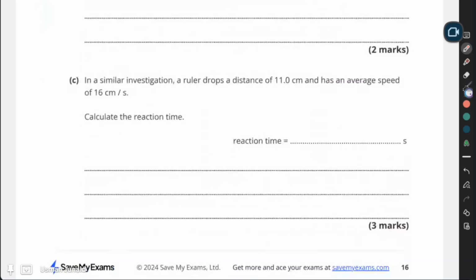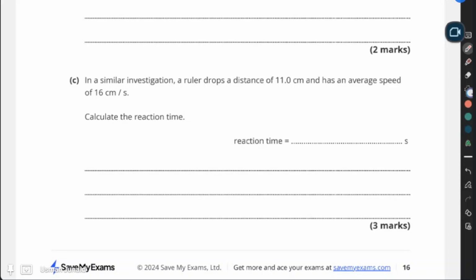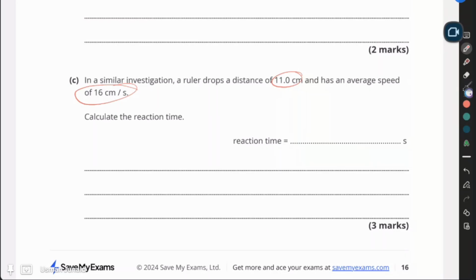In a similar investigation, a ruler drops a distance of 11 centimeters and has an average speed of 16 centimeters per second. What is the reaction time? So, what will you do? You'll take this distance. We have the triangle, right? This triangle, which says distance, time, speed. You have the speed and you have the distance. So, distance over speed gives you time. So distance is 11, speed is 16. So what is the time? Distance over speed.